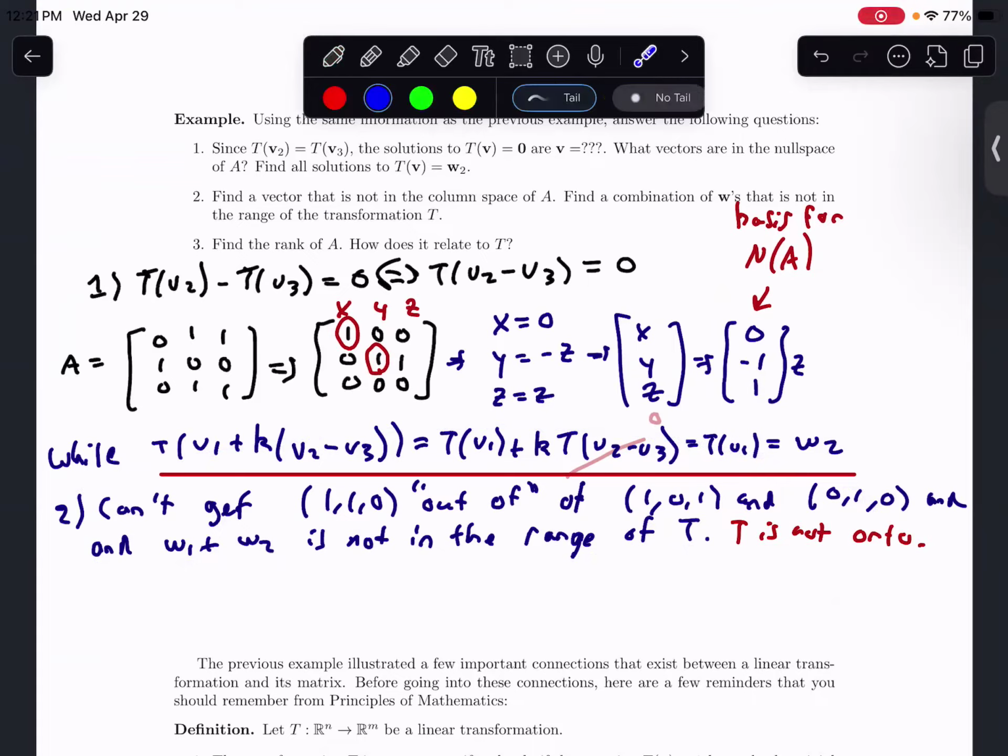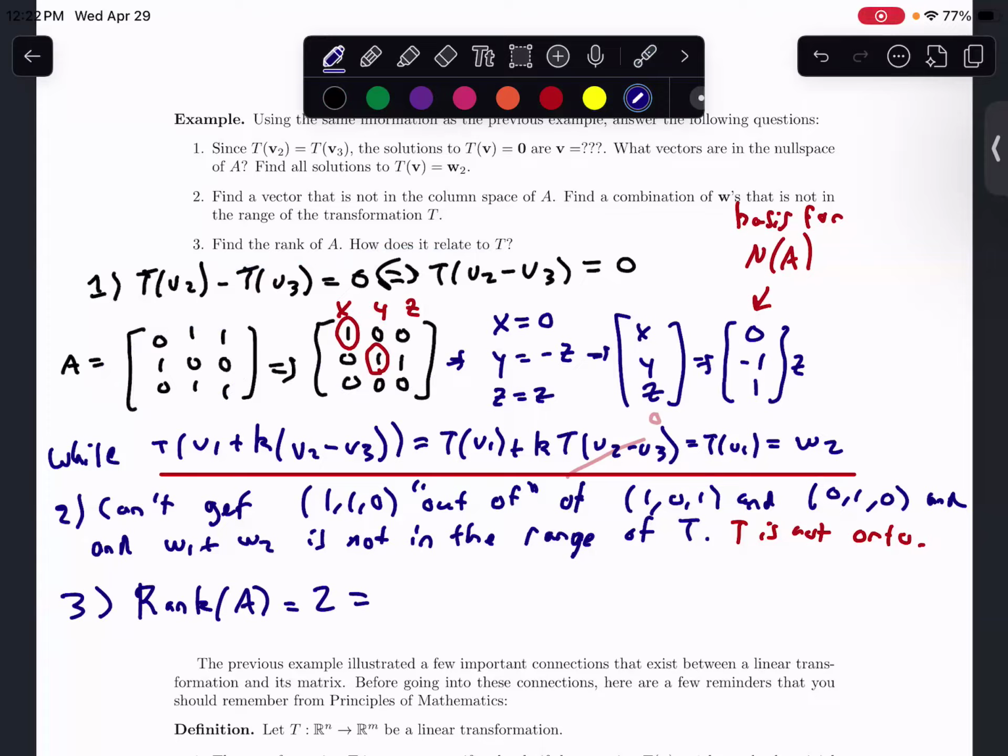And then the last part, it wants you to find the rank of A, and compare the rank of A, your matrix, to something regarding the linear transformation that we have. The rank of A we already talked about before. The rank of A is just equal to 2, because we row reduced and we had 2 pivots. So the rank of A is equal to 2.